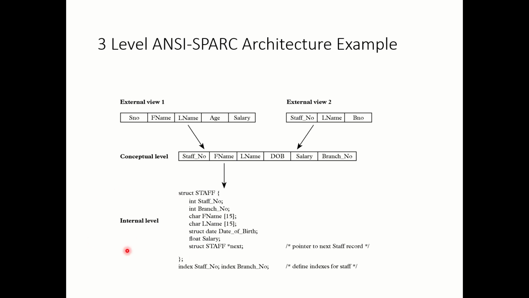And then comes your internal level. That means, okay, this is the staff database. In the staff database, you are storing the staff number. It should be an integer. Then comes the branch number, which should be an integer. Maybe the first name, it should be a character. Last name, it's a character. So like that, you have to know the details about the data structure which is required to store the data.